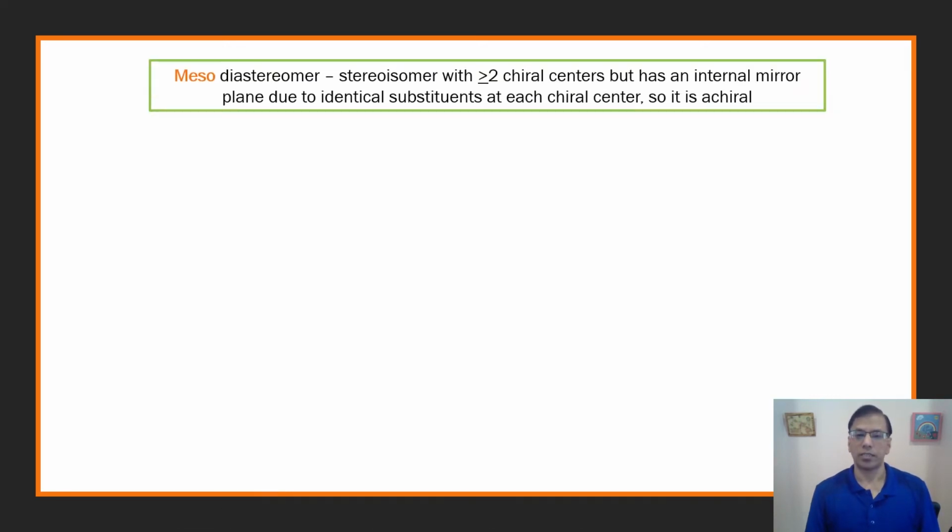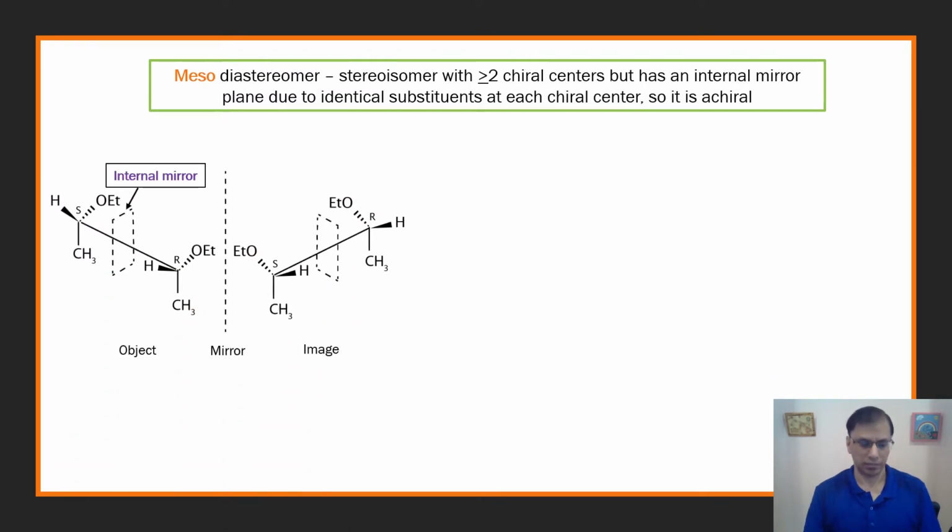So let's see what meso diastereomers are. A stereoisomer with 2 or more chiral centers, but which has an internal plane of mirror due to identical substituents at each chiral center, is considered to be a meso diastereomer. A meso diastereomer will not rotate plane polarized light. So it is achiral.